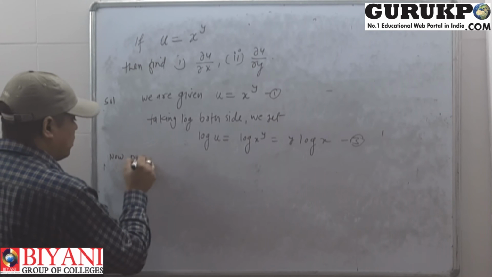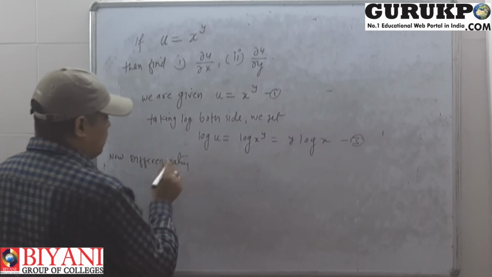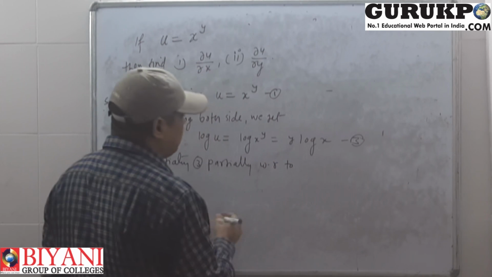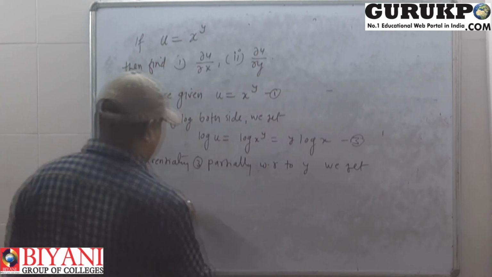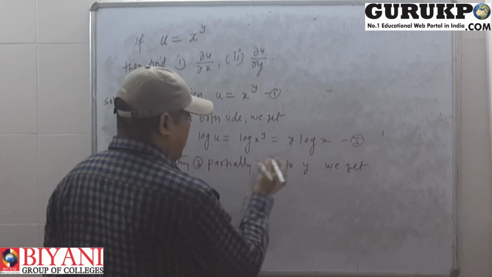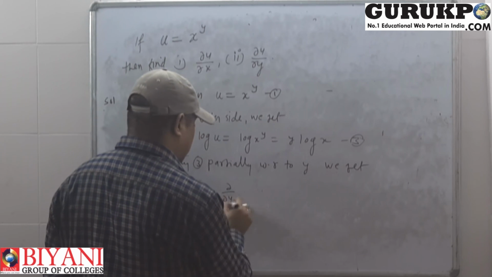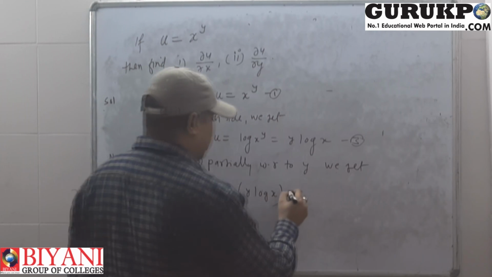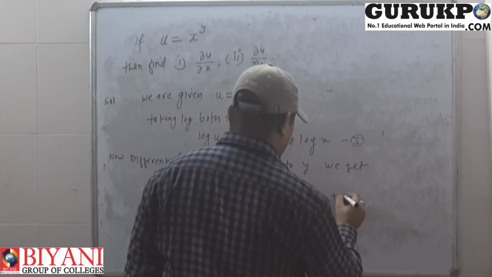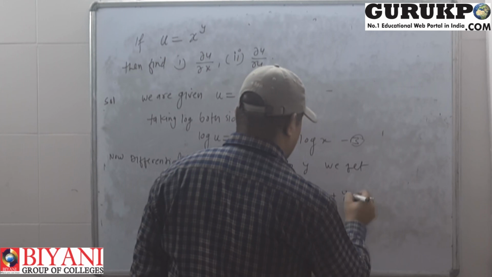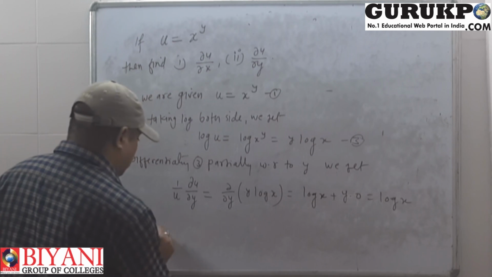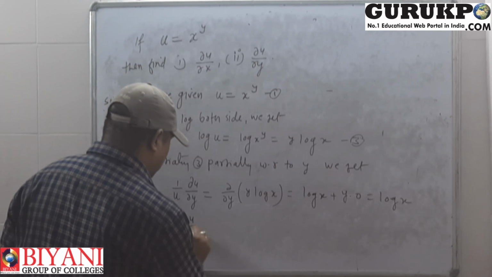Now differentiating third partially with respect to y, we get: derivative of log u is nothing but 1 by u del u by del y, and this is y log of x. Derivative of y is 1, with log x constant, plus y times the derivative of log x, which is 0. Therefore, it will become only log of x.